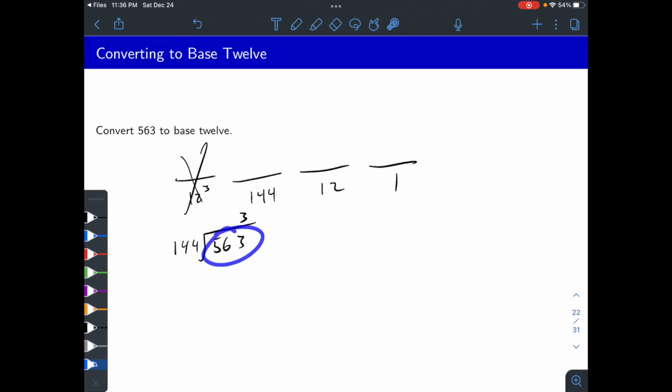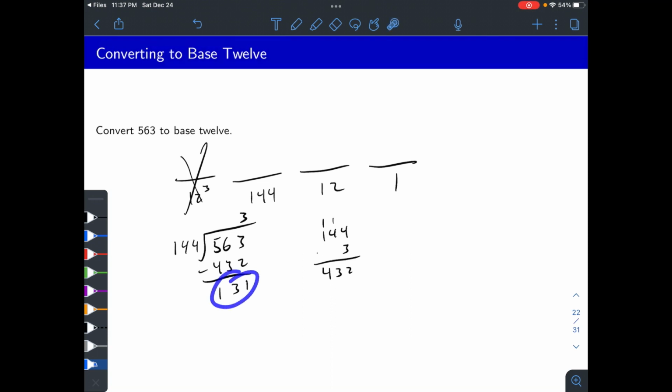So it looks like it's only going to go in 3 times, because this is about 150, right? So 150 times 3 is going to be about 450, and 150 times 4 would be about 600. So I would expect that this would probably work. All right, 144 times 3 is equal to, well, if I wanted to actually just multiply it out, just put it over here. 4 times 3 is 12. 12 plus another 1 is 13. And then 1 times 3 plus 4, so 432. Okay, subtract that. Get 131.